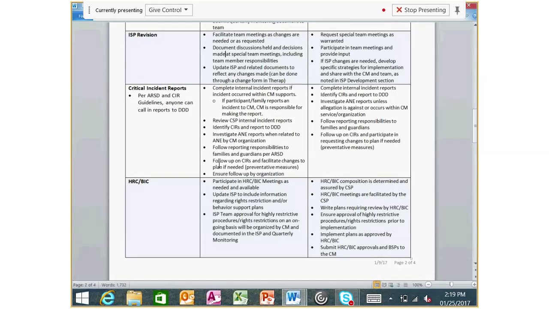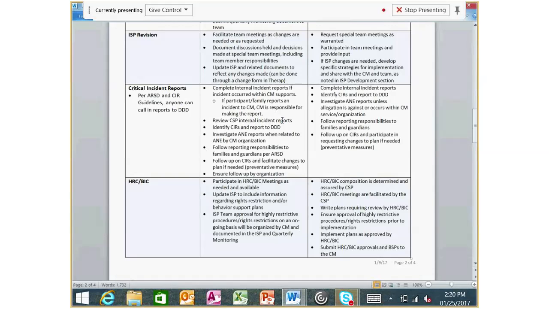So that takes us into ISP revisions. ISP revisions can happen at any time during the course of the year. The case manager would be responsible for facilitating any team meetings as changes are needed or requested. The CSP, the person supported, or a guardian can all request a team meeting at any point. The case manager will be responsible for documenting any of the discussion that's held and any decisions that are made at special team meetings.